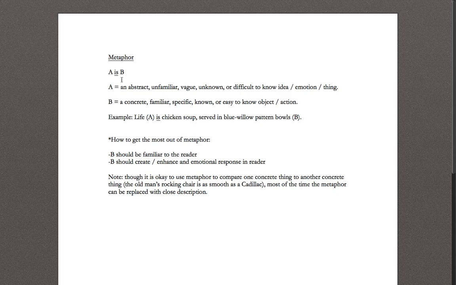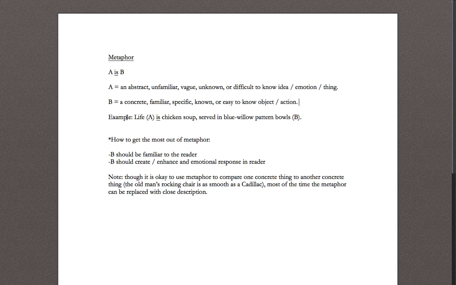Now, B, on the other hand, in this equation is concrete, which means it's physical, it's familiar to the audience, it's specific, they know it, or if they don't know it exactly, it's easy to know, either object or action. So the best way to make sense of this is to look at our first metaphor from Mary Oliver's Farm Country. She says, life is chicken soup served in blue willow patterned bowls. Now, life, in this case, is the A.